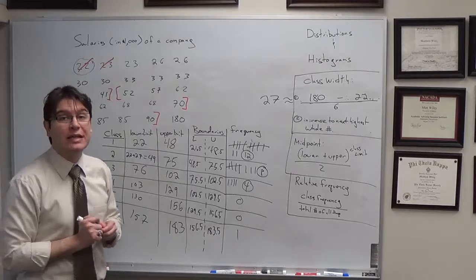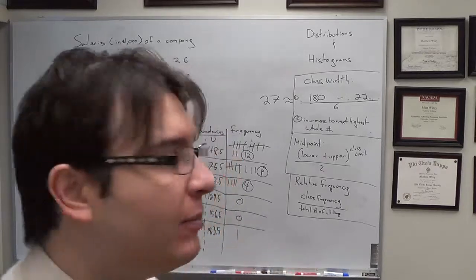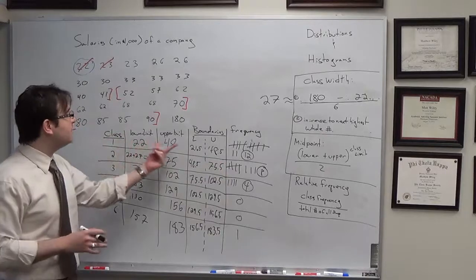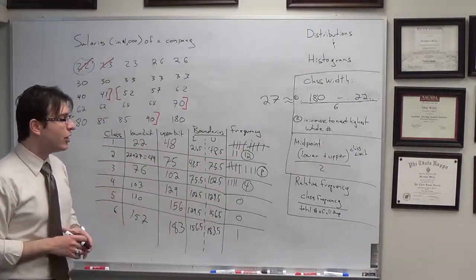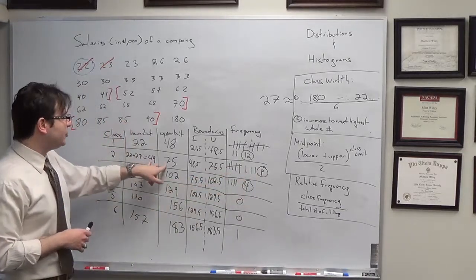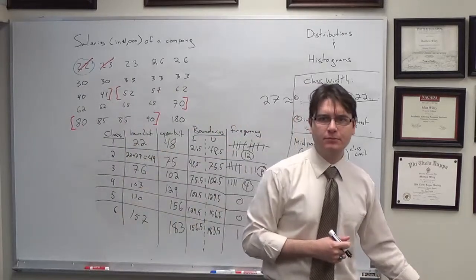Notice what this grouping has done. We could see it from the raw numbers a little bit, but now it's there in black and white. Most employees make between $22,000 and $48,000. 12 of them do. There's lots of employees who make between 49 and 75. This does not seem to be a poor company.